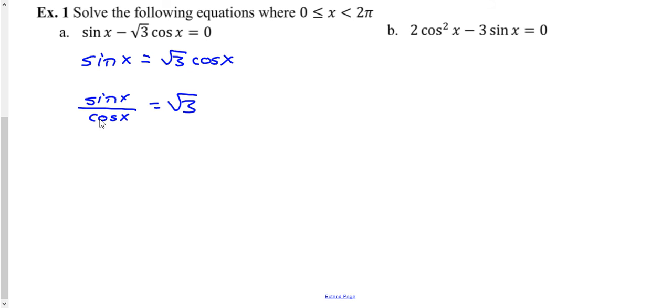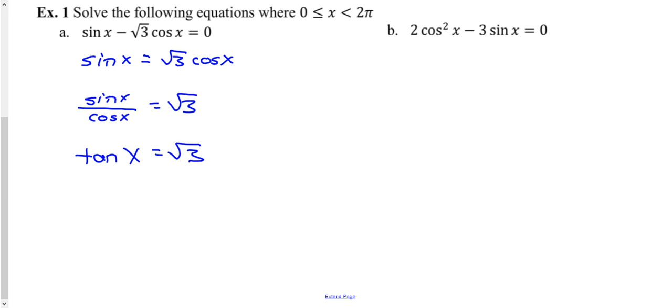Sine x, cos x, again, this is two different trig functions. I want to combine these. Sine over cos I know is just tangent, so I'm just going to switch that around to become tangent x now. Tan x equals root 3. And tan x equals root 3, this is something that we can solve.